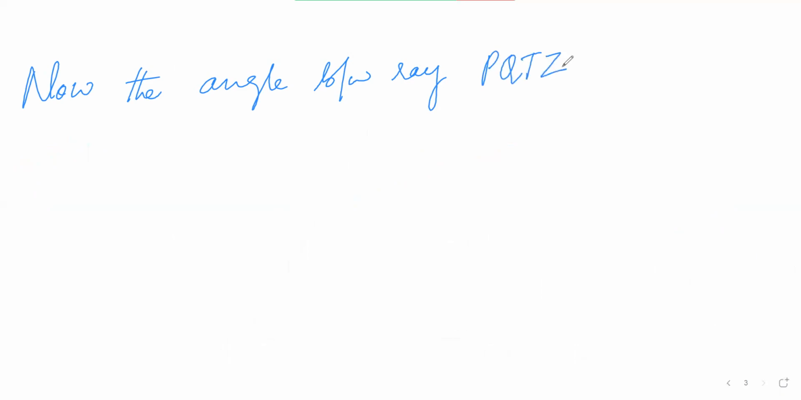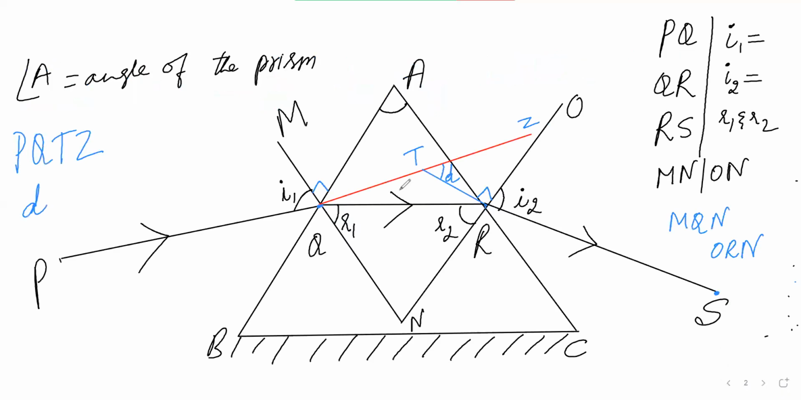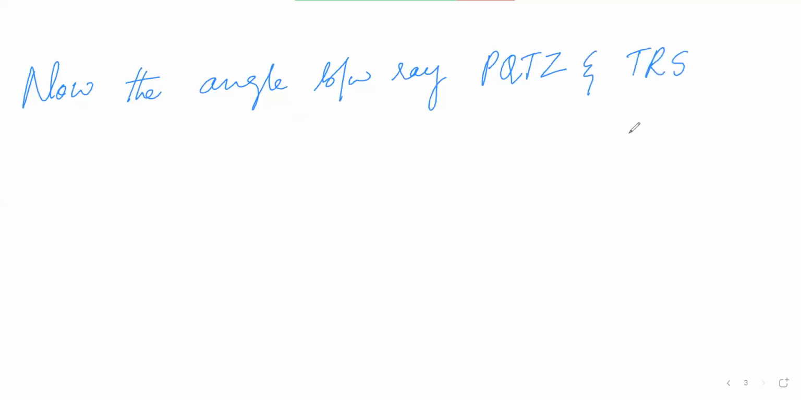Now the angle between the ray PQTZ and TRS here. TRS, can you see here? TRS. What is the angle formed here?